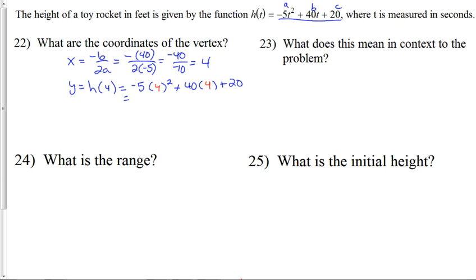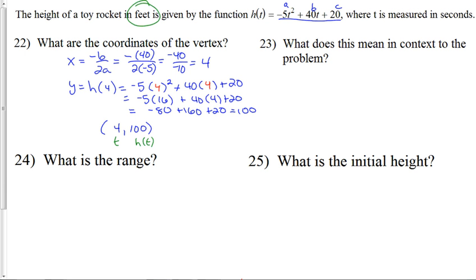And it looks like we end up with, let's see, -5 times 16. It's -80 and 160. You end up with 100. You can plug that into your calculator and get the same answer pretty quick. But the coordinates of the vertex are 4, 100. Now, what does that mean in context of the problem? So you look at the context of the problem. This is going to be a t, and this is the h of t, the height. Now, the height is in feet, and t is measured in seconds. So this means at 4 seconds, the rocket is 100 feet.